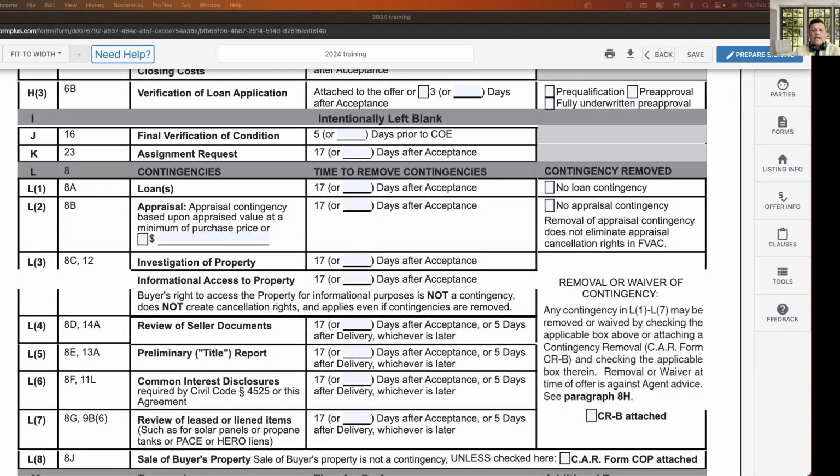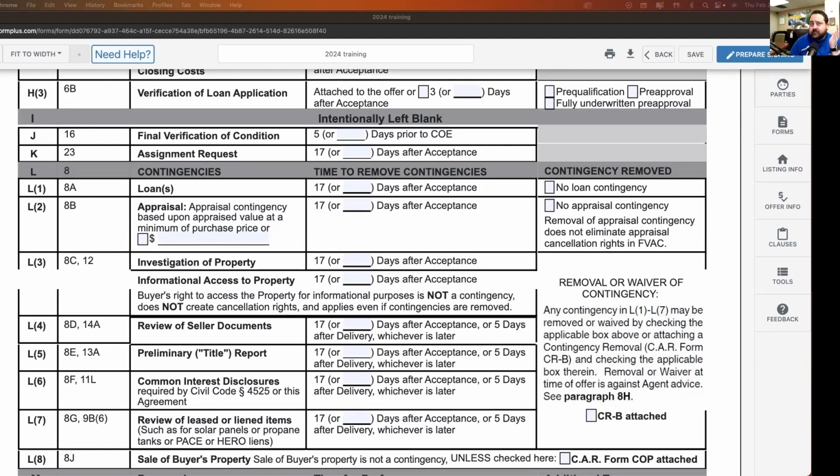But let's say that I remove all my contingencies. The appraisal, when it was done, the value didn't come in at the price we offered. What would happen in this case? Either the seller decides to move forward or we cancel and I get my deposit back. If you've removed all your contingencies, yes, there's a very good chance that you're losing your deposit.